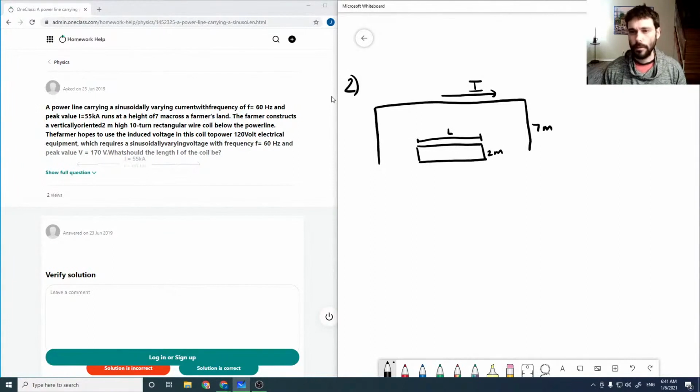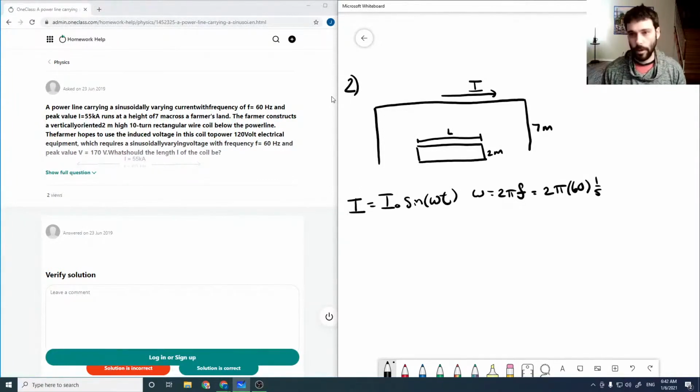And it's actually a sinusoidally varying current. So our current is actually I naught sine omega t, where omega is 2 pi f, and in this case f is 60, so 2 pi times 60 per seconds. So that's our frequency for our current.